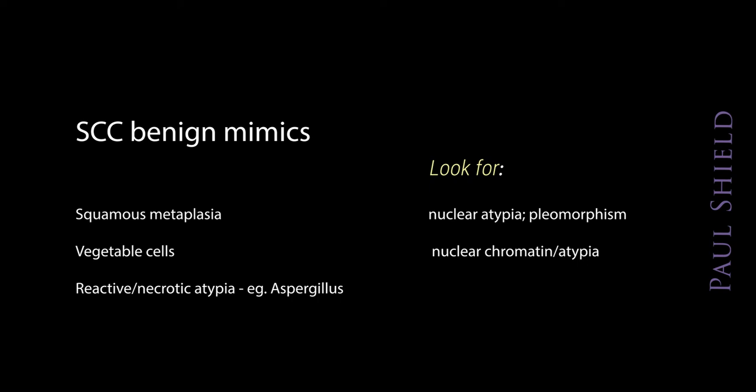Just in summary, benign mimics of SCC in respiratory specimens, things you need to look out for. One is squamous metaplasia, very typical morphology similar to the cervix, so cells that have a higher NC but should have no nuclear abnormality. Veggie cells, as I mentioned early on, the benign one can sometimes look a bit like keratinizing SCC cells. And that reactive atypia that you see, a typical example of that is with Aspergillus, and I showed you an example of that as well. Definitely need to look for nuclear chromatin and atypia in those cases.